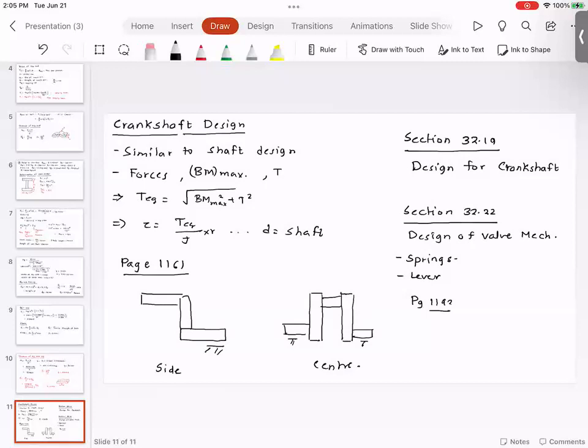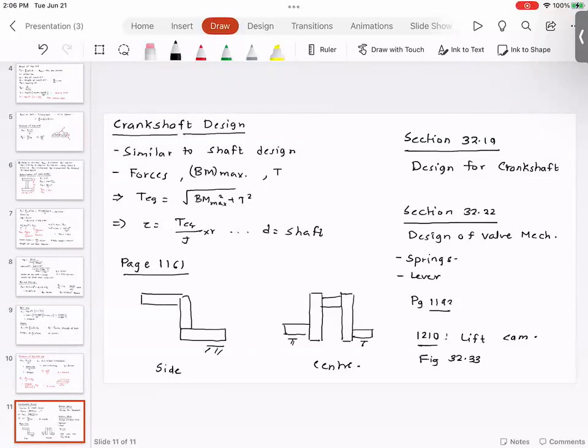And then you will see in next few sections, they have actually worked out the design, wherein they have designed the lever, they have designed the spring, and they have designed the pins. So that is the only thing which I want to talk about is I want you to look at page 1210. You will see the lift profile for cam. And then you will see figure 32.33. This is how you design the cam.